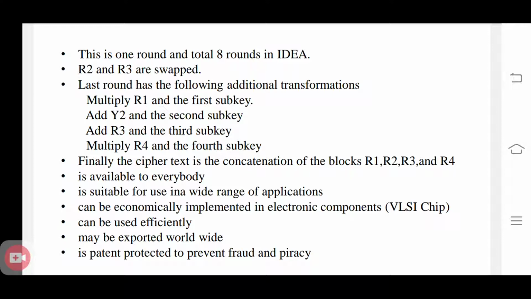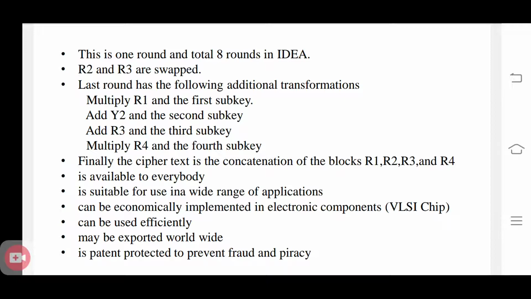After 8 rounds, we have a last round of additional transformation, in which after the 8th round you are getting R1, R2, R3 and R4. There will be addition and multiplication operations between the first, second, third and fourth subkeys and R1, R2, R3 and R4. By mistake, I have written Y2 there, it's not Y2, it is R2. Okay, finally the ciphertext is the combination of R1, R2, R3 and R4.